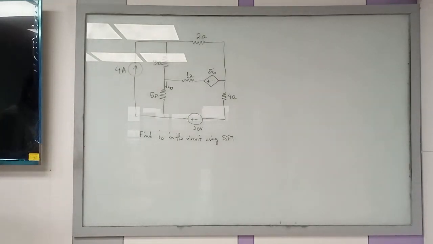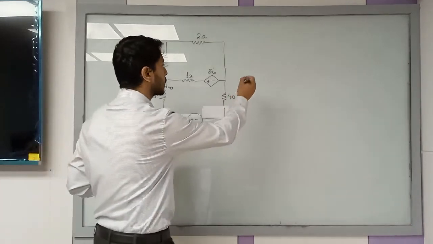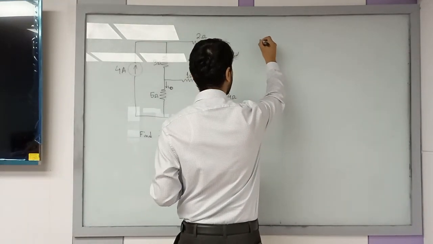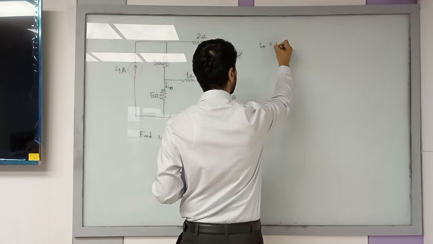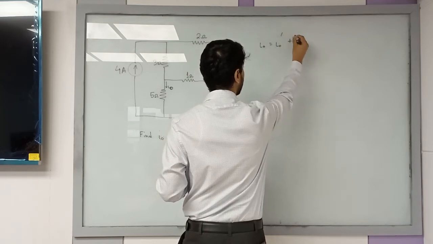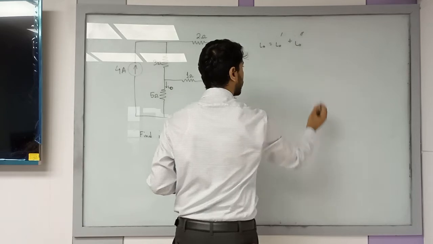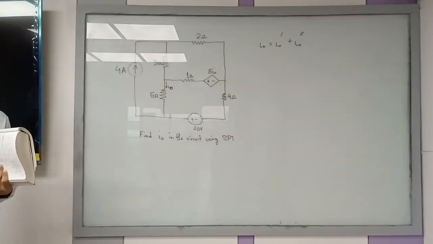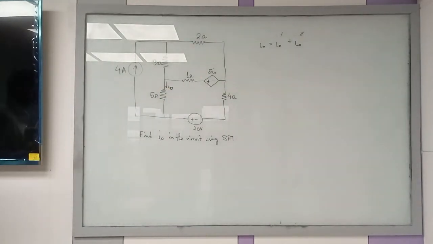How many independent sources are there? 2. So you have to switch one of them off and work with the other at a time, okay? So we apply the same theory and try to solve it. Basically, your I naught is equal to I naught prime plus I naught double prime. This is what we need to find out. So we have to find I naught prime and I naught double prime.